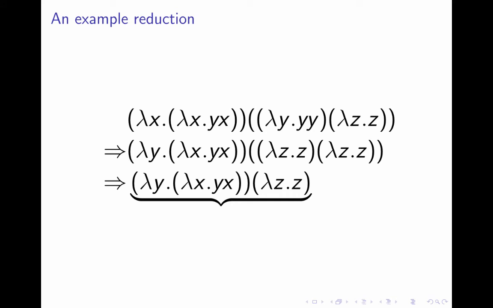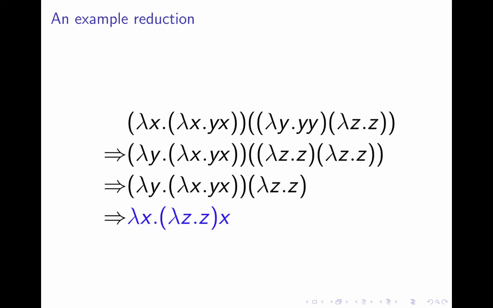And now we can use beta reduction on the term here. What do we get? We get lambda x, lambda z dot z x. And since we don't have reduction under an abstraction, we can do no more. We have terminated.